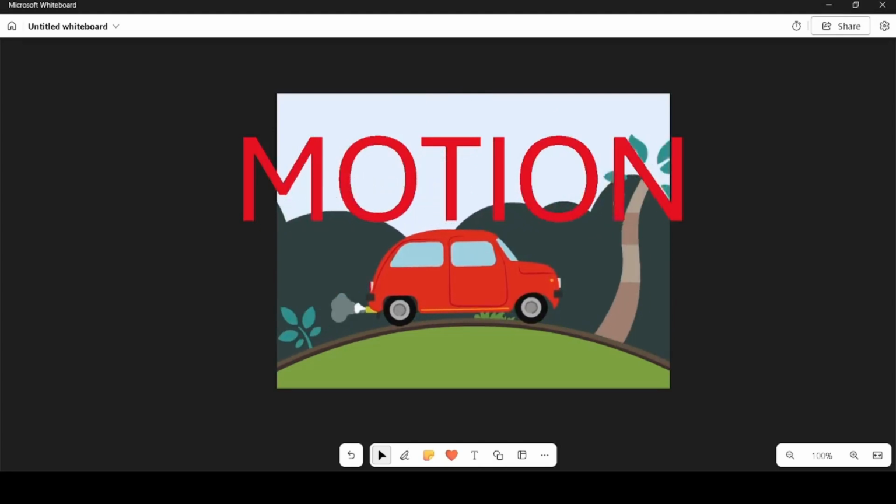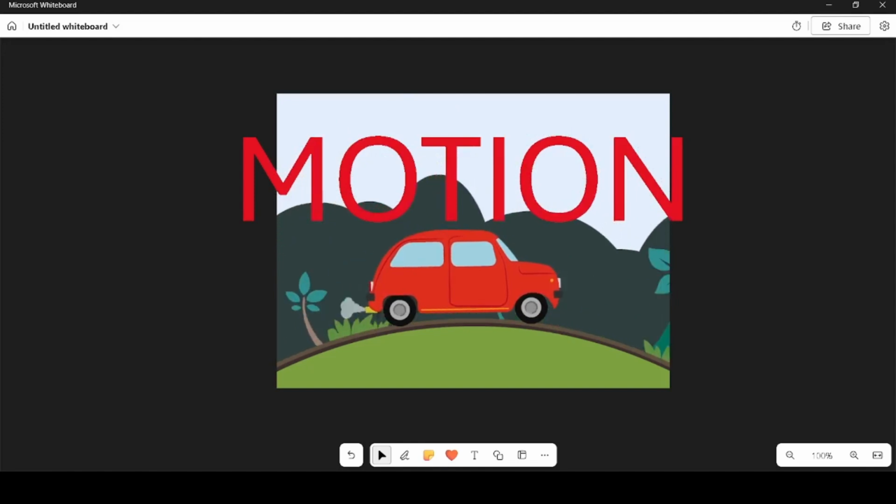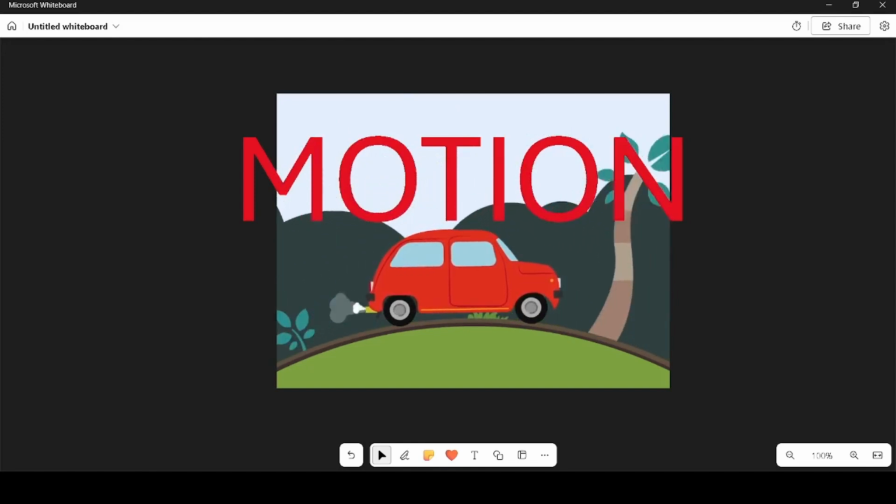Today we will discuss motion from the grade 9 NCERT textbook. Are you all excited? Then let's get started.